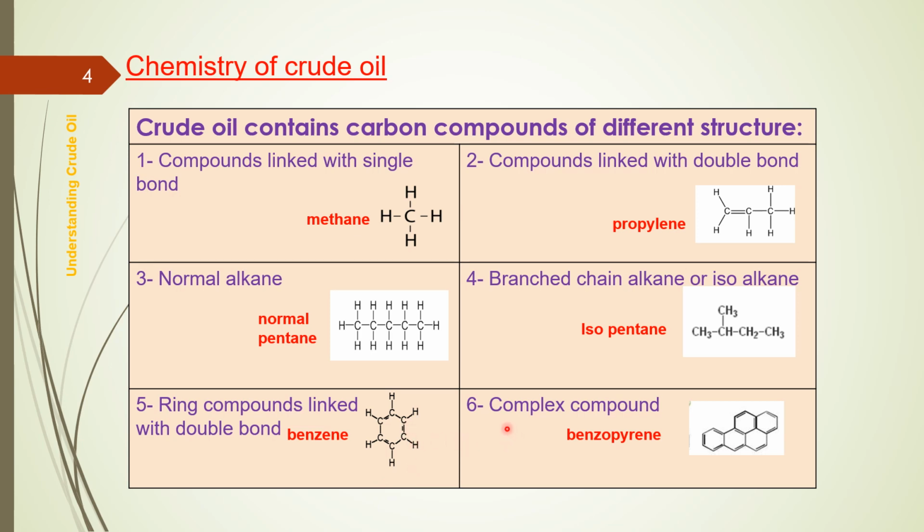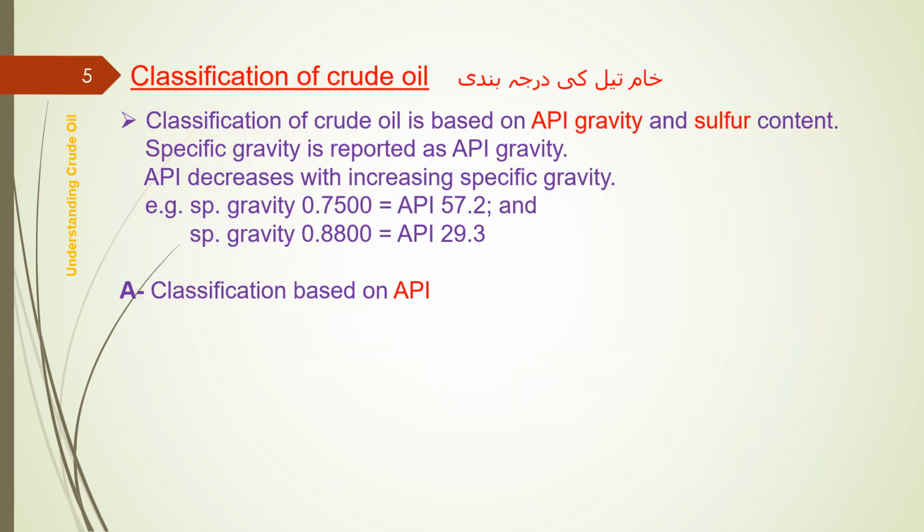Number six is complex compound, which is benzopyrene, and there is more than one ring and there are several carbon double bonds. Classification of crude oil. Crude oils are classified based on API gravity and sulfur content. Specific gravity is reported as API gravity, and API gravity decreases with increasing sulfur content, as shown in these two examples here.